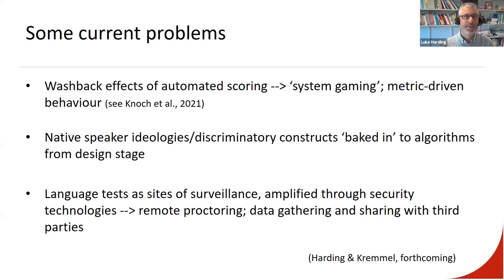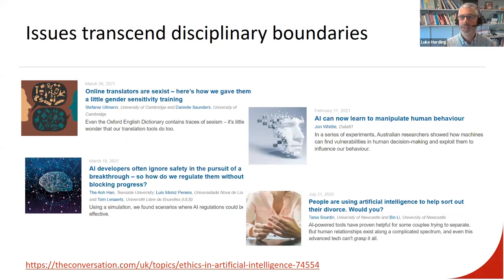Now, it's worth pointing out, of course, that these issues are not unique to language testing. And in fact, I think it's important to see our field as part of a wider network of areas of human endeavor where this digital revolution is creating a range of ethical conundrums. So the issues raised on the previous slide relating to behavior modification, the potential for discrimination, and issues around privacy and data storage abound in a range of other fields from translation to law. And you can see here just some recent articles in The Conversation, a web-based magazine, which deal with different issues where you can see some connections to some of the points I was talking about with respect to language testing.